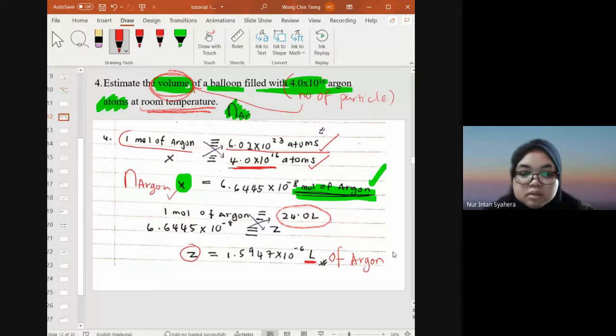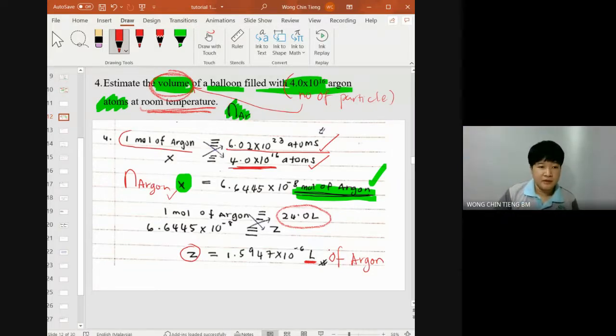Okay. Miss. Yes. Kalau tulis dm cube? dm cube boleh. Liter sama dengan dm cube. dm cube boleh. Liter bukan lagi senang di MQ. Bukan hidup susah apa. Okay, boleh.